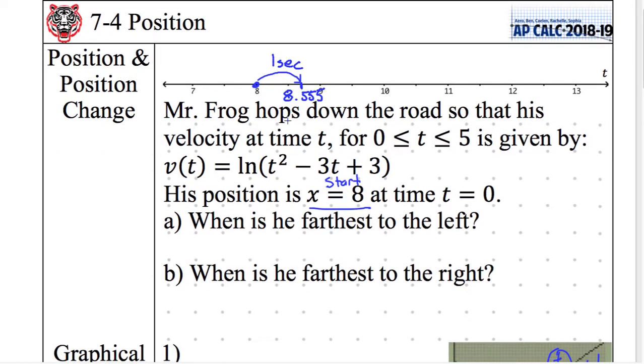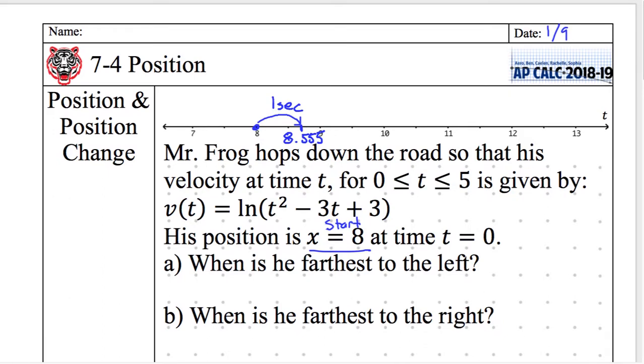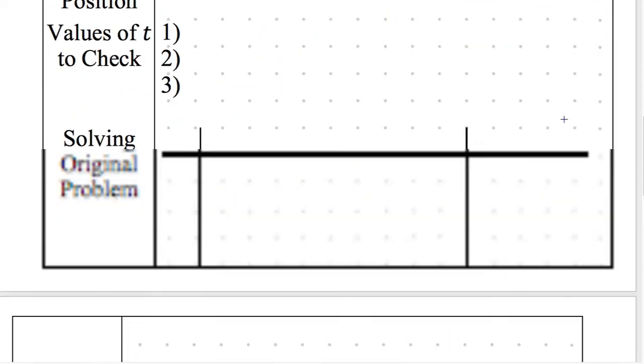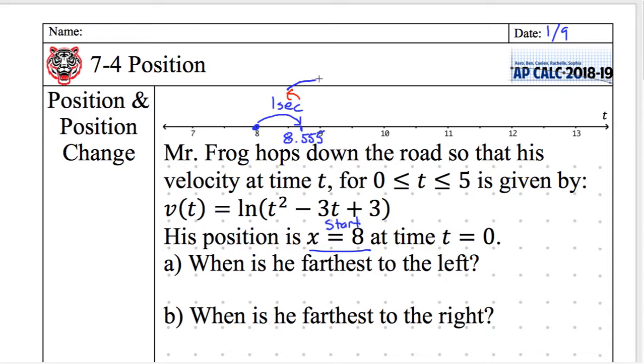Okay, what happens next? Well, in the next 1 second, he goes back 0.186. And I'm not even going to do the math, but you can kind of see what's going to happen. He's going to go backwards 0.186, and then he's going to go forwards a giant amount, 4.371, so he's going to jump forward all the way over here somewhere. I don't know where it is exactly. We'll have to do the math. But he's jumping forward, backwards, and forwards in different amounts of seconds. Are we okay with what is happening in this story?